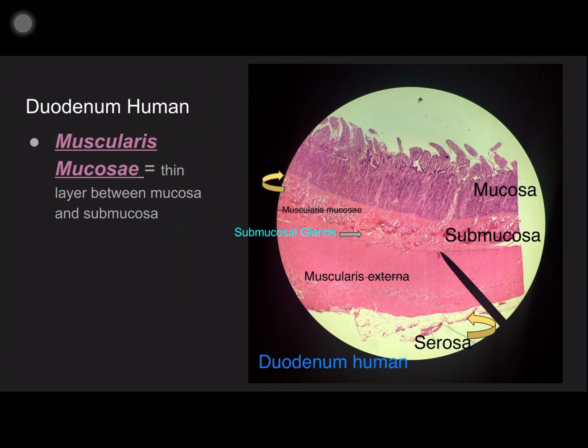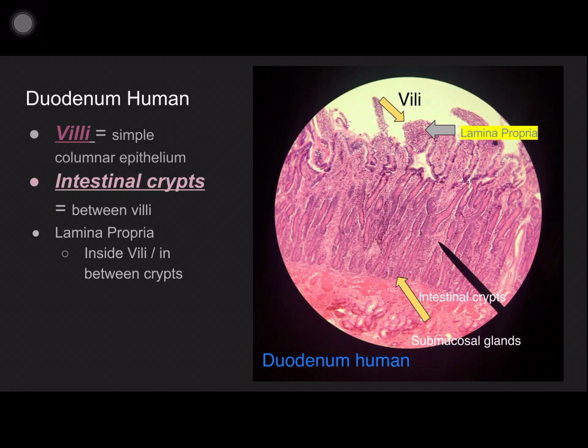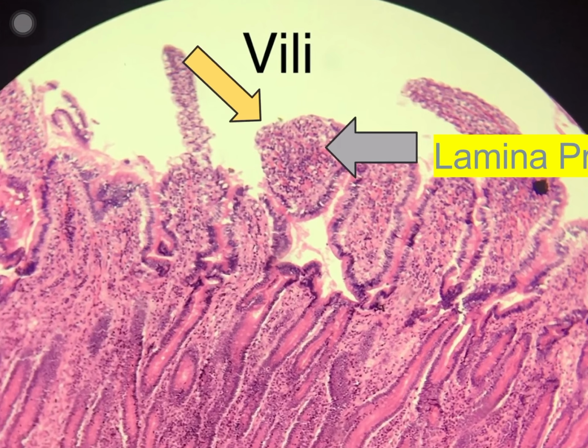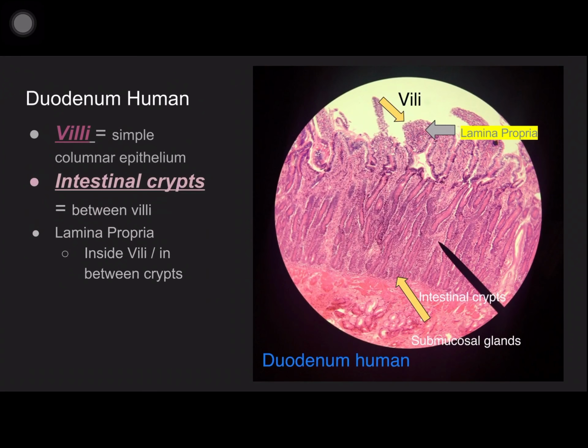This is a duodenum of a human. Another closer view of this human duodenum, you can see the villi, which have simple columnar epithelium. There are also intestinal crypts between the villi. There are also submucosal glands, and the lamina propria is inside the villi and in between the crypts.